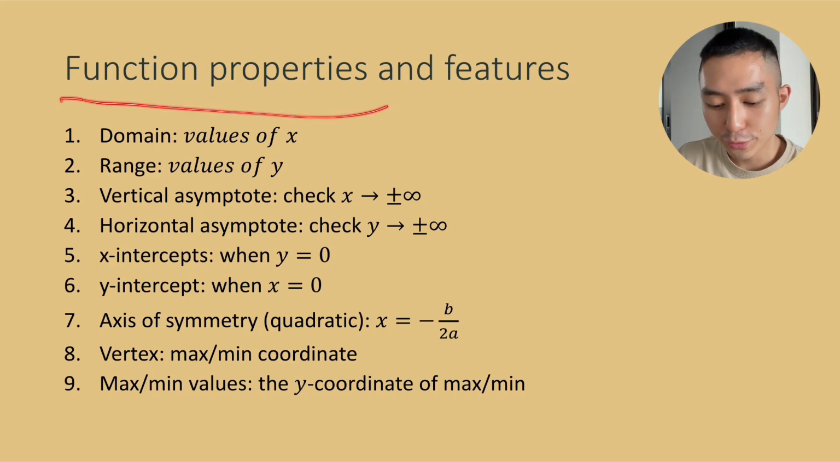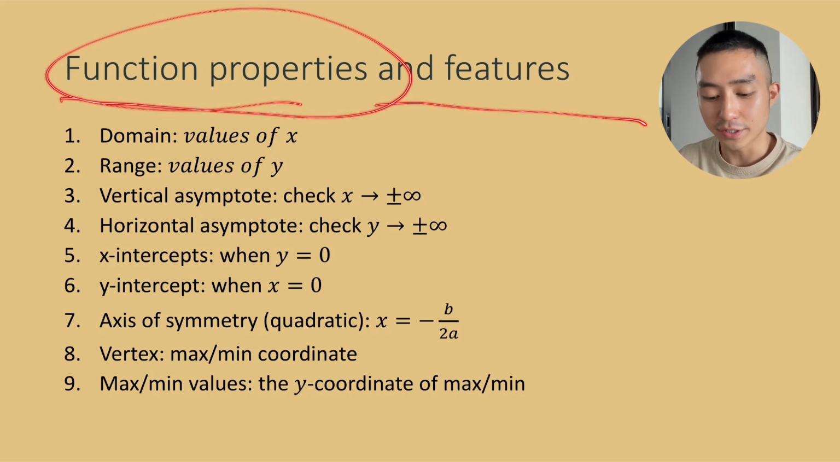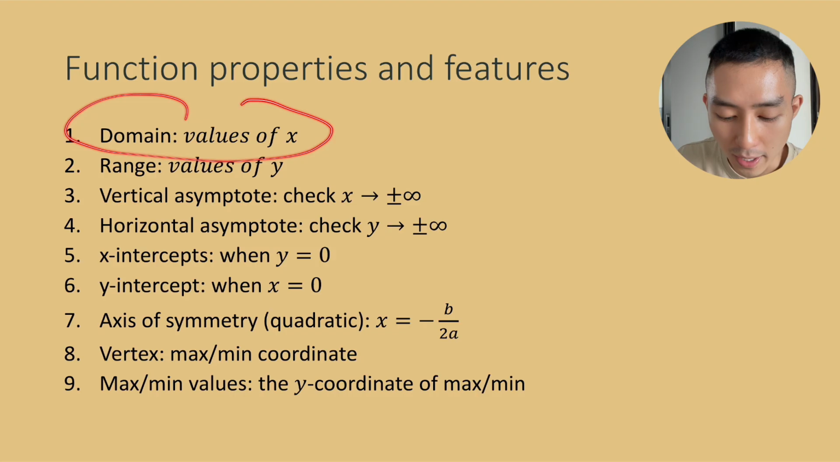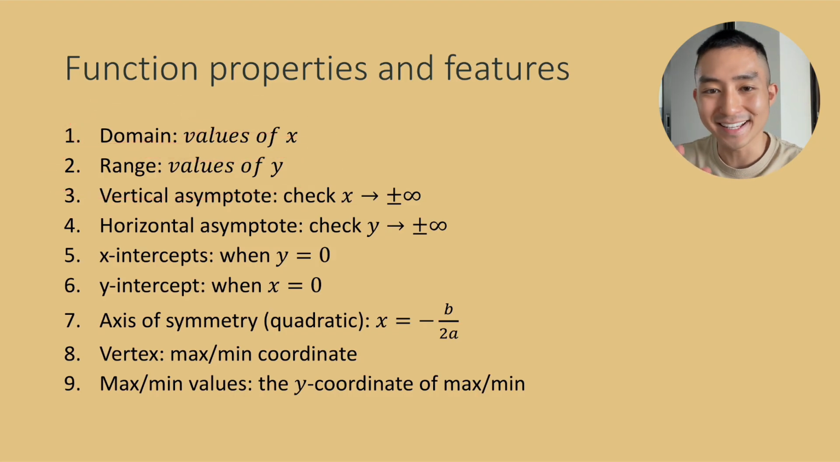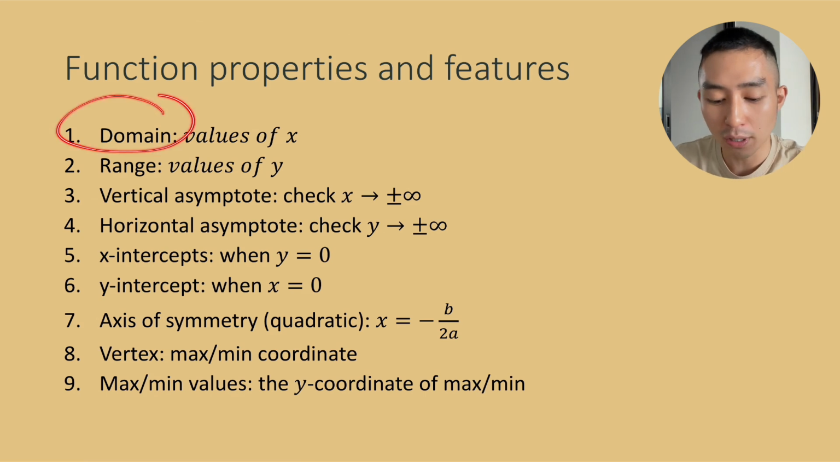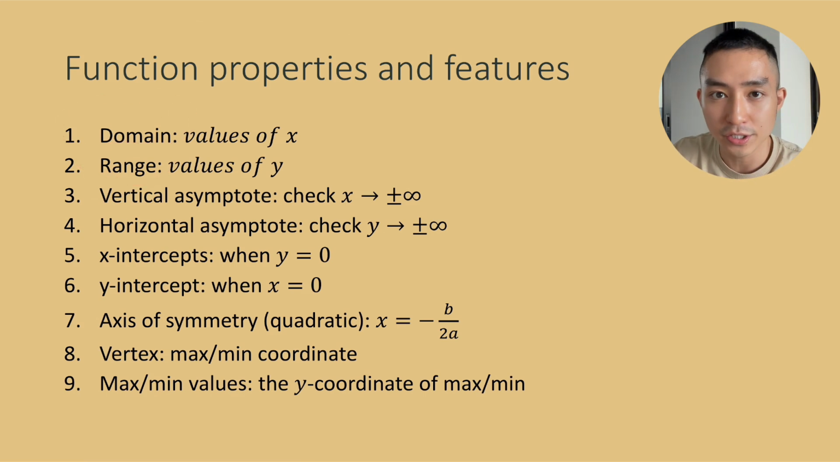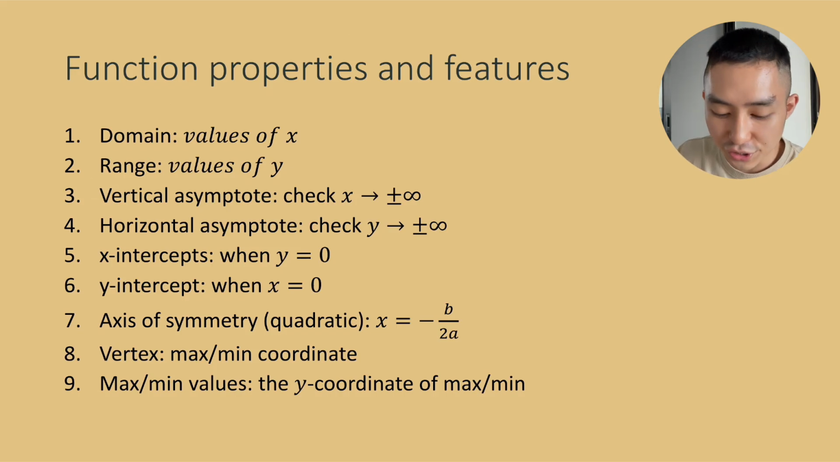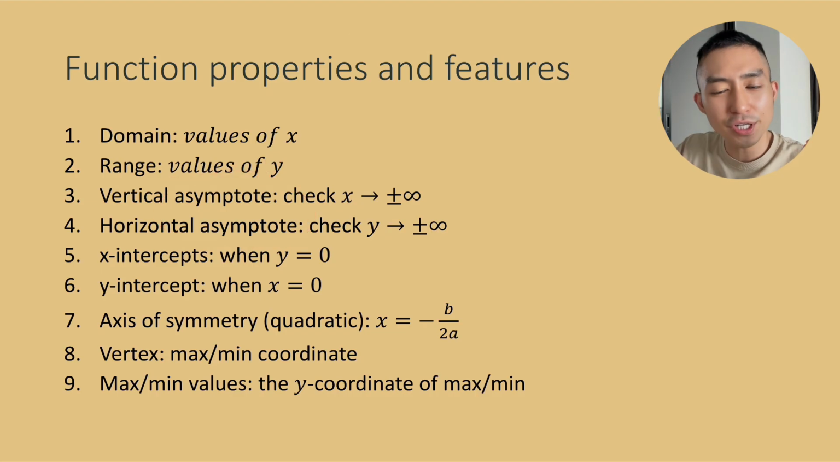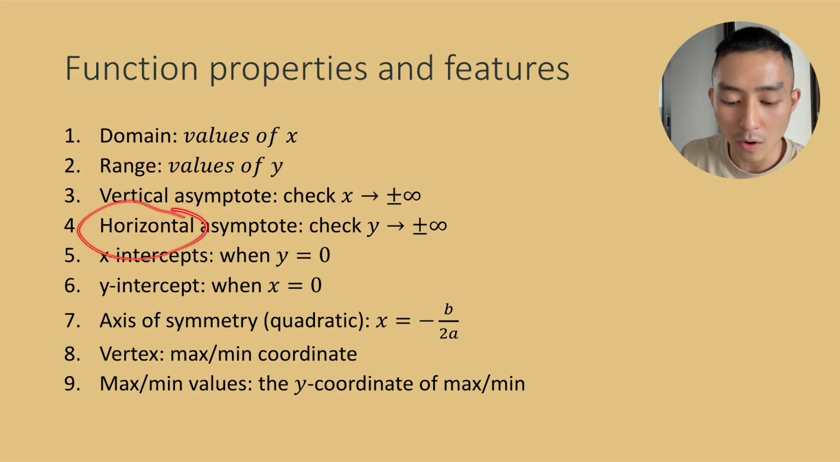Now we are going through function properties and features. A function has a domain and range because a function is a number crunching machine. You insert an input, which we call the domain, and you get an output, which we call the range. Some functions have asymptotes, where the line approaches a certain value, whether vertical and/or horizontal.